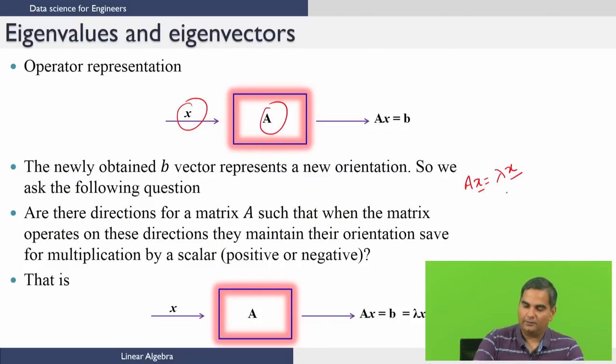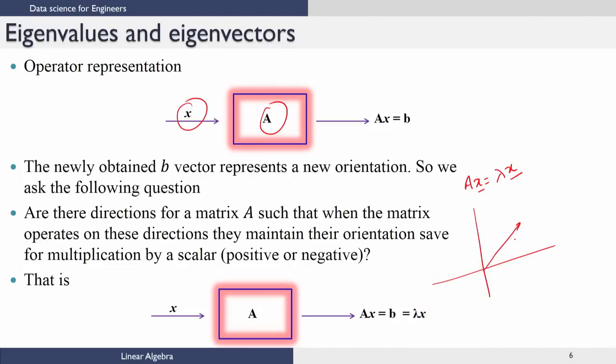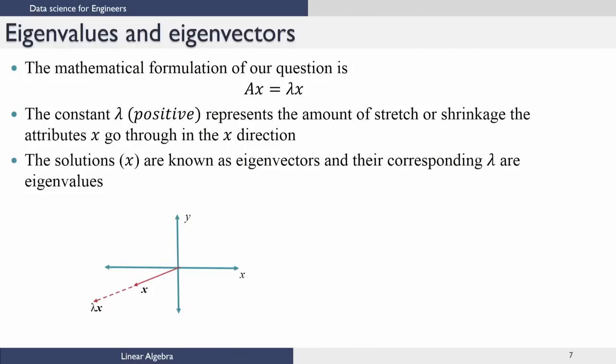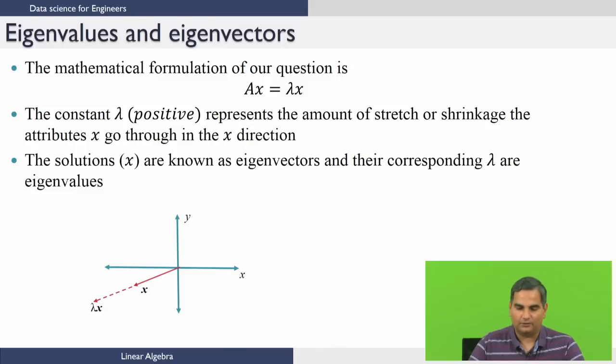Now this scalar multiplier could be positive or negative. If this is x, when I operate A on x, since it is in the same direction, it is either this way or this way. If lambda is positive, it will be in this direction, and if lambda is negative, it will be in the other direction. So the question is, would there be directions like this for all kinds of matrices? That is an interesting question that you could ask. For now, let us focus on lambda being positive. Lambda can be negative also.